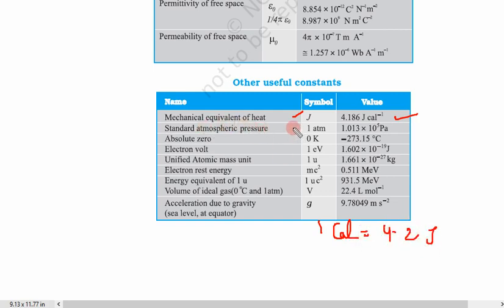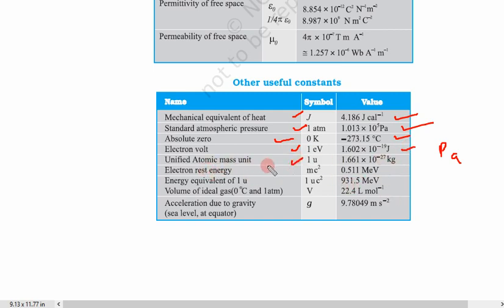Now atmospheric pressure. So we simply write 1 atmospheric. So what is 1 atmospheric pressure? This is 1.013 into 10 to power 5 Pascal. So this we have to remember, but we will learn what Pascal means. Right now we don't know what is Pa, that means Pascal. We will learn later. Absolute zero, 0 Kelvin. What is the meaning of 0 Kelvin? Minus 273.15 degree Celsius. 1 electron volt. What is the meaning of 1 electron volt? That we also learn.